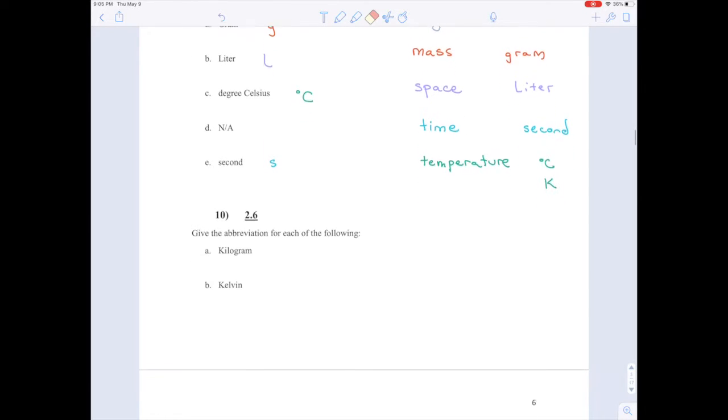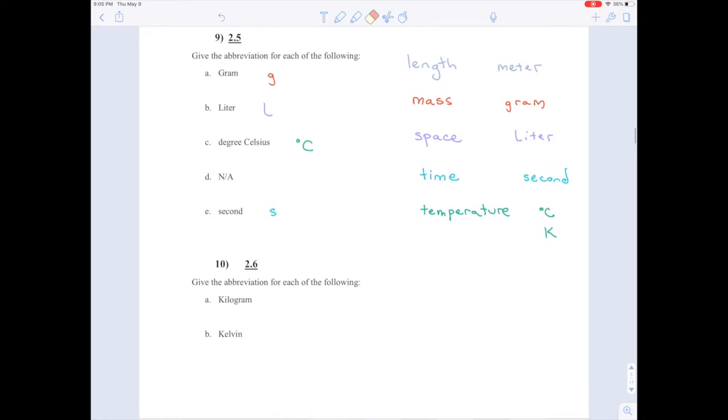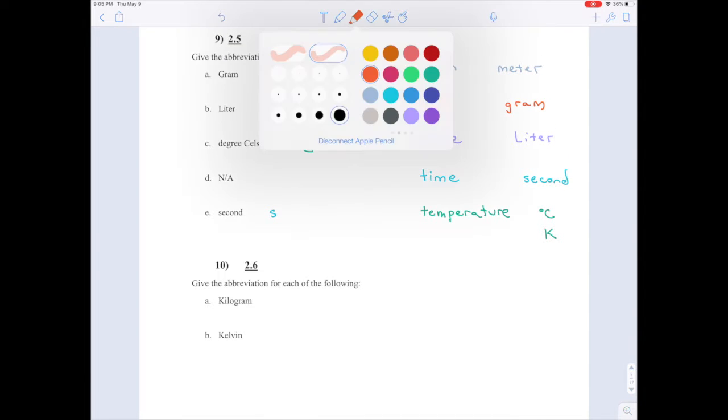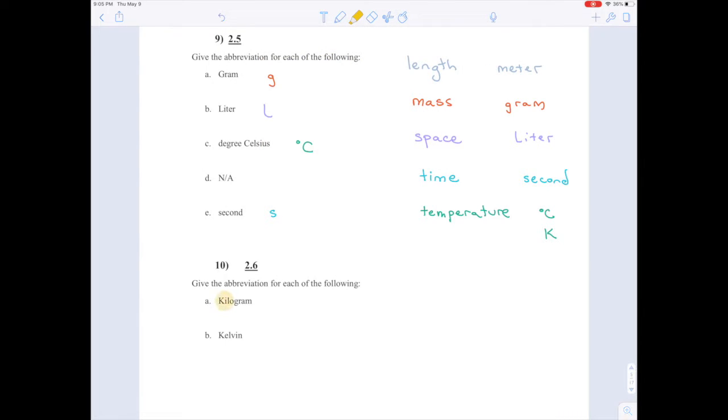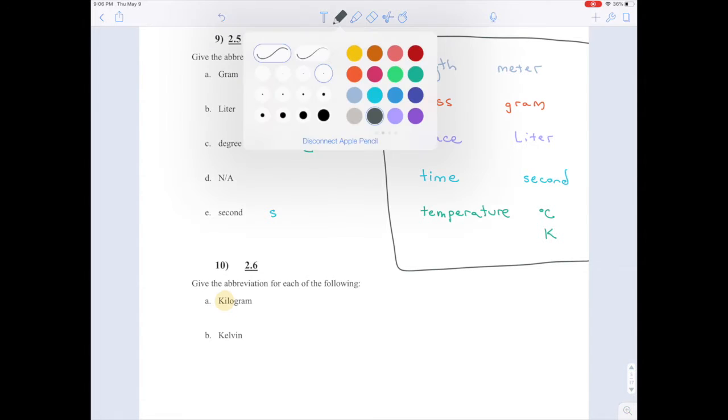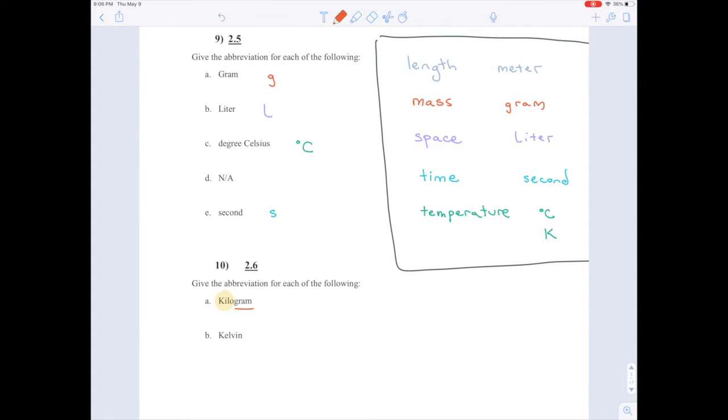Okay, so then for 10, same thing, give the abbreviation for each of the following. Here, though, they have a kilogram. Now, some of these will have a prefix. This is how the metric system is structured. So you want to separate in your mind the prefix from the fundamental units. The fundamental units are these that we talked about at the very beginning. So the fundamental unit here would be the gram, and we saw that the abbreviation for gram was just a g.